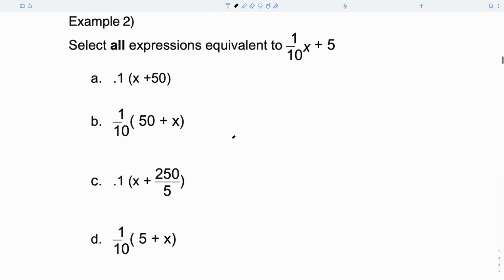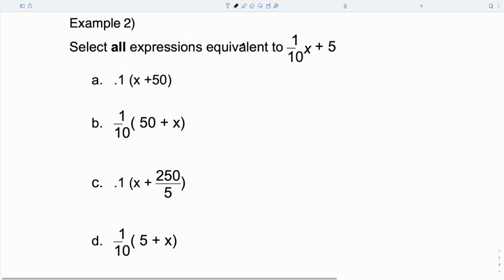Example 2. Select all the expressions equivalent to 1/10 x plus 5. First step is to get this into decimal form for our checkpoint. What's 1/10 as a decimal? If I didn't know how to do that process, what would I need to do? If I didn't have it mentally memorized yet? Leighton, what do I do if I don't know the decimal version of 1/10?